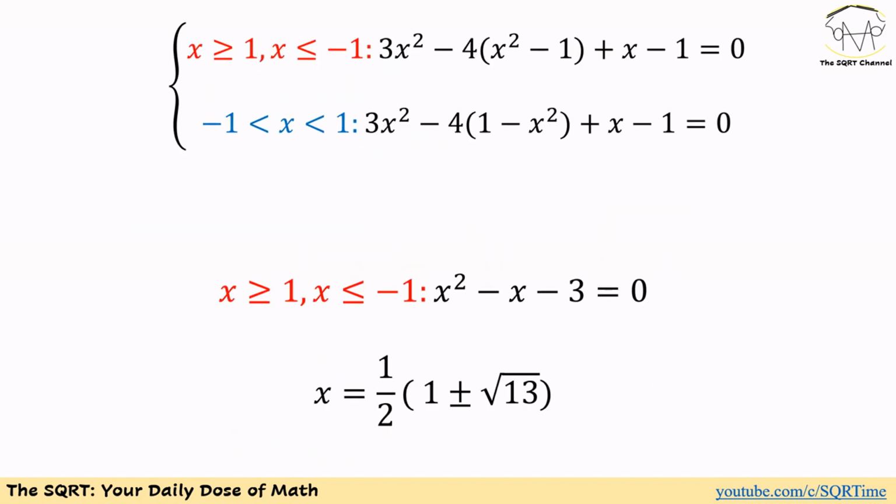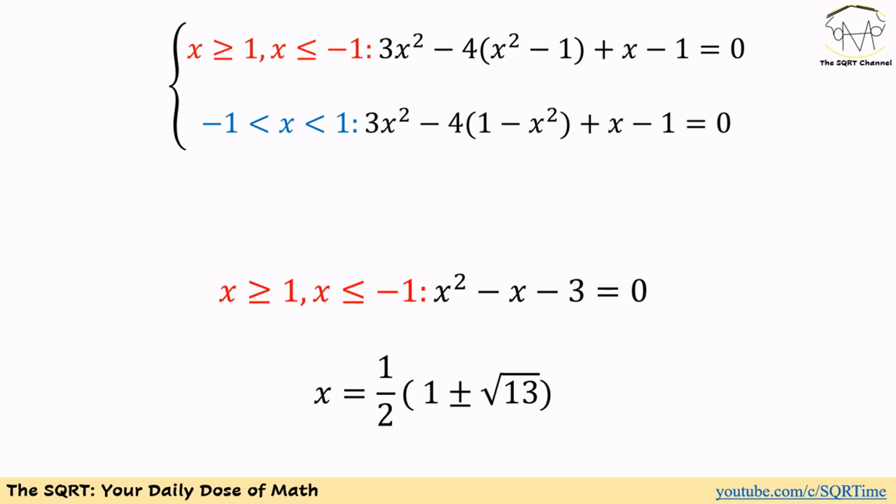Now let's focus on the first case. If we simplify the equation that you are seeing here, we will end up with x squared minus x minus 3 is equal to 0. This is a quadratic equation and we can have two solutions for it. If we solve it, you will see that we have two possible solutions: 1 over 2 times 1 plus or minus the square root of 13. Now from these two solutions, we need to see which one is valid here.